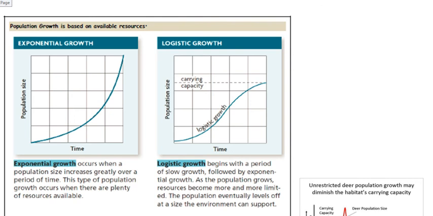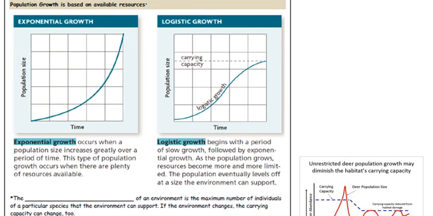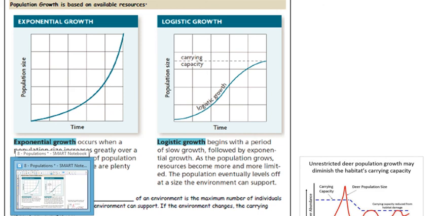Now, the final thing is simply looking at population growth. We have two types of growth: exponential and logistic. Exponential growth is increasing greatly over a period of time. There's plenty of resources, so there's not much competition. So what happens is it grows rapidly, very, very quickly.